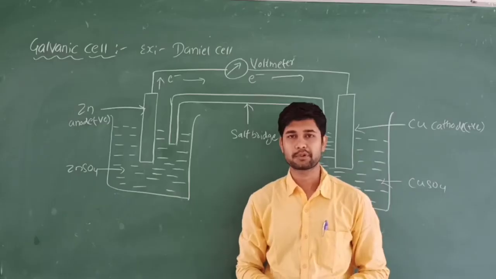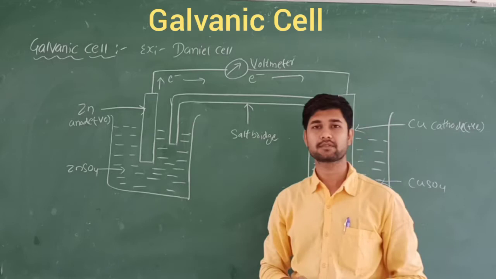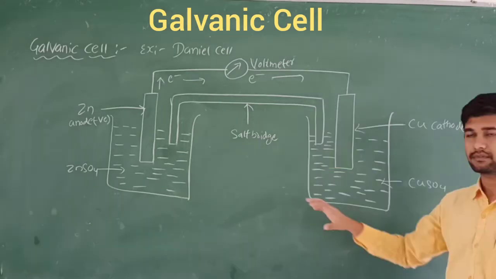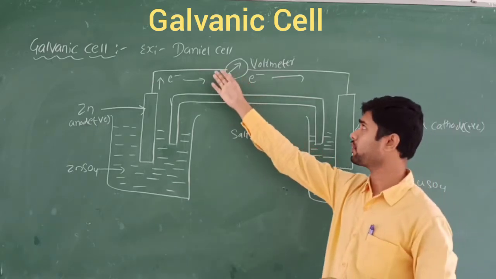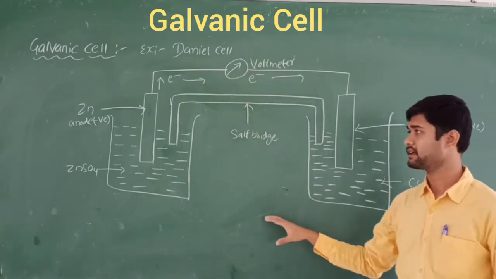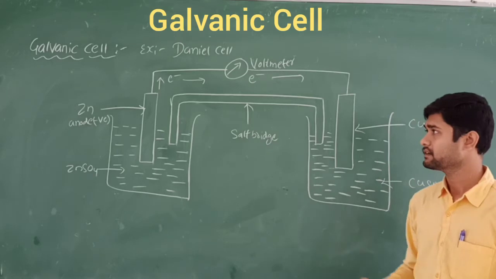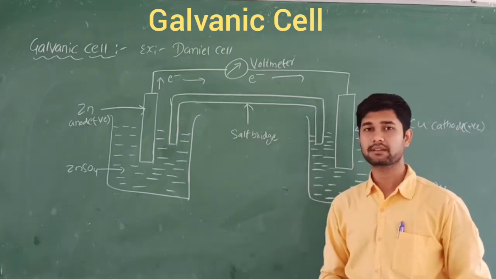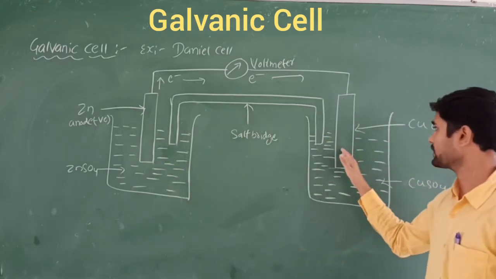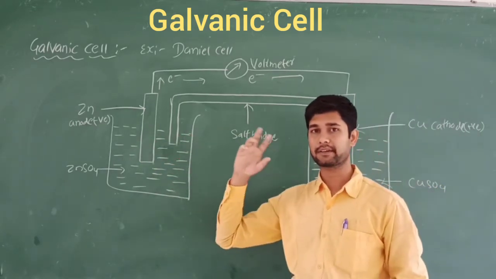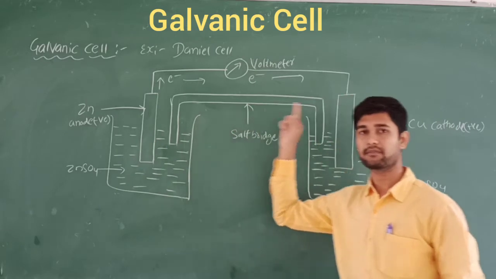So let's discuss the galvanic cell. You know the definition. In order to construct this galvanic cell, we are going to take an example, called the Daniell cell. So this is an example for the Daniell cell. Let's see here. In the galvanic cell, they are going to take two electrodes. This is one electrode and this is another electrode. Two types of electrodes will be there: one is the anode, another is the cathode.